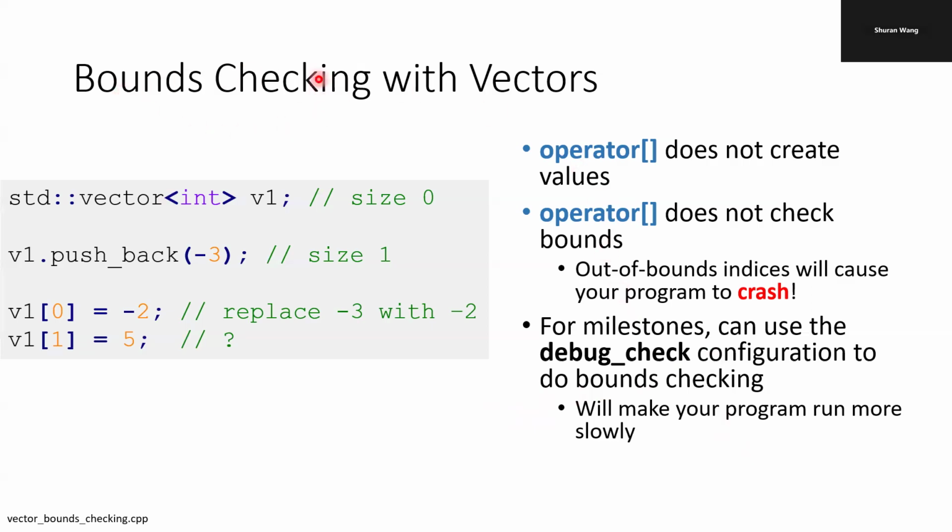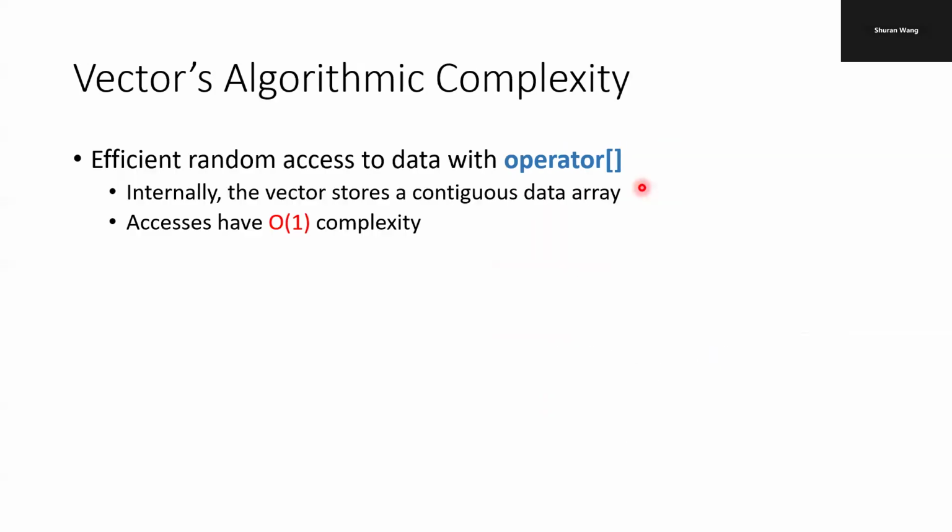And no bounds checking with the operator square bracket is actually a design decision made by the developers of the STL, because bounds checking will make the vector run slower. So random access to data with the operator square bracket is then O(1) complexity, because it directly accesses the memory without any bounds checking.